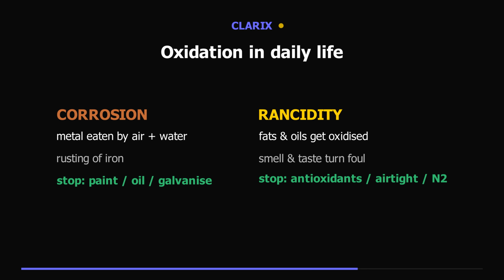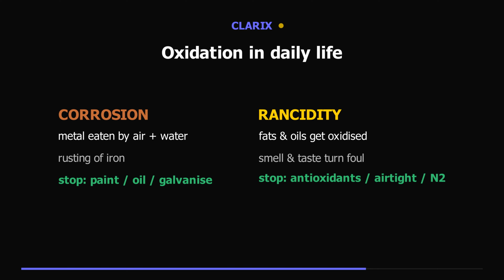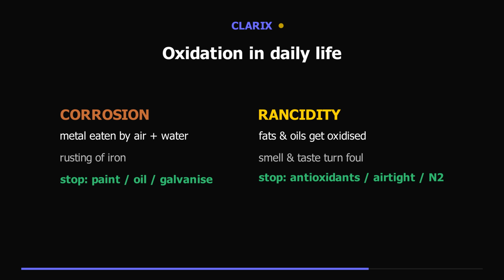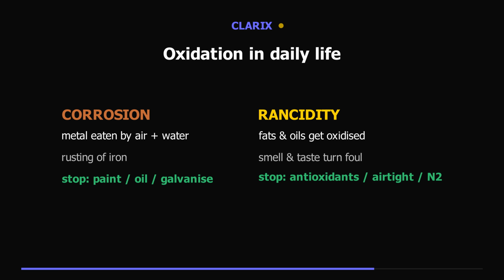Finally, oxidation in everyday life and the trouble it causes. Corrosion is when a metal is slowly eaten away by the air and moisture around it. The rusting of iron is the common example, and it needs both oxygen and water. We fight it by painting, oiling, greasing, or galvanizing, coating iron with zinc. Rancidity is when the fats and oils in food get oxidized, turning the smell and taste foul. We slow it with antioxidants, airtight packets, refrigeration, or flushing the packet with unreactive nitrogen gas.